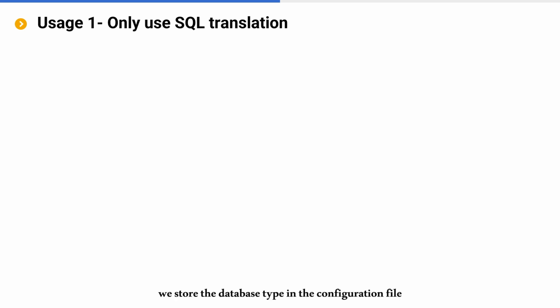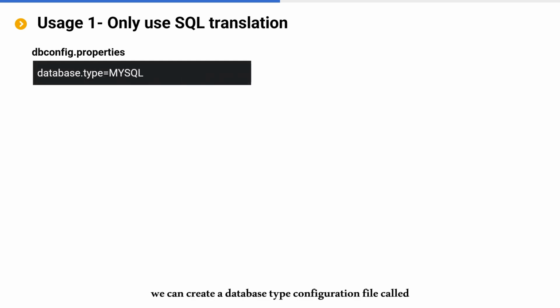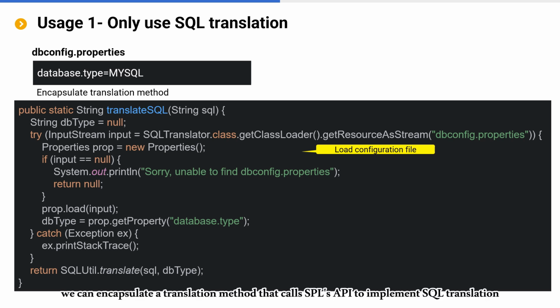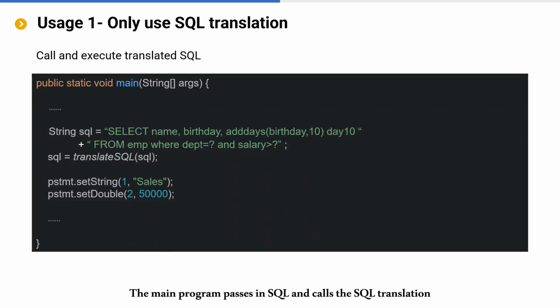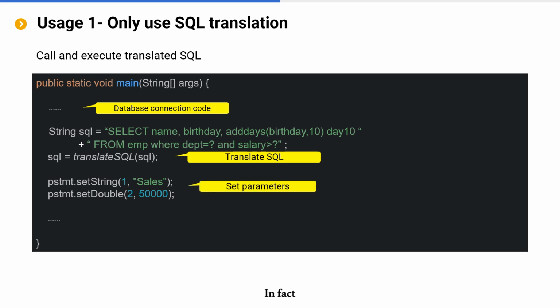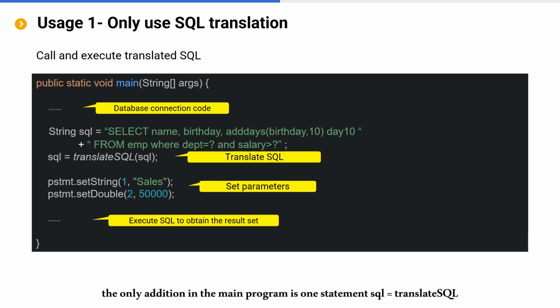Therefore, we store the database type in the configuration file. For example, we can create a database type configuration file called dbconfig.properties to specify the database type, such as MySQL. Then, we can encapsulate a translation method that calls SPL's API to implement SQL translation. The main program passes in SQL and calls the SQL translation. The following code remains unchanged, including setting parameters, executing SQL, and obtaining result sets. In fact, the only addition in the main program is one statement: sql = translate(sql).